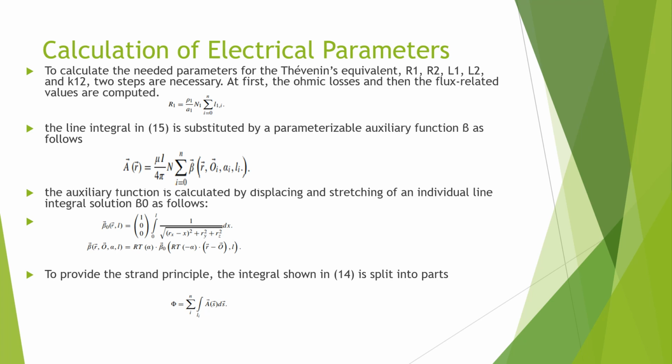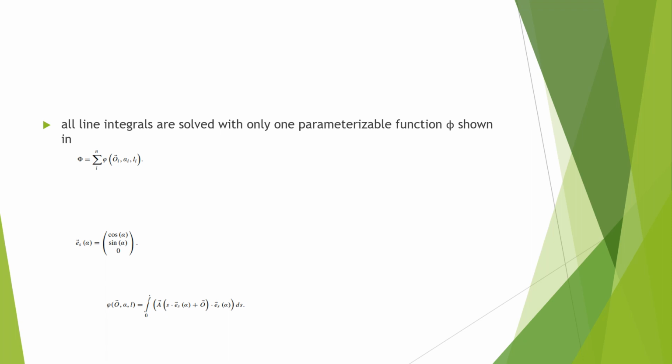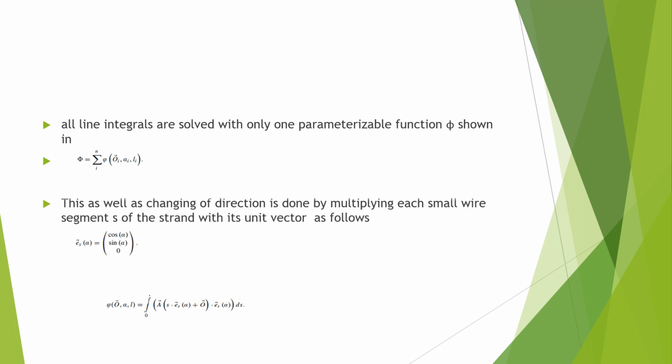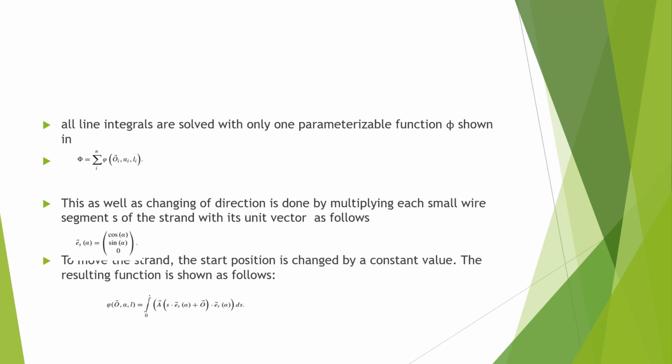To provide the standard principle, the integral is shown in split parts. All line integrals are solved with only one function phi, as shown. Below, phi is the sum from 1 to n of phi y bar alpha I L. Changing of direction is done by multiplying by e small y segment s, which is the unit vector as follows. The unit vector is given below. To move, the start position is changed by a constant value. The resulting function is shown as follows.